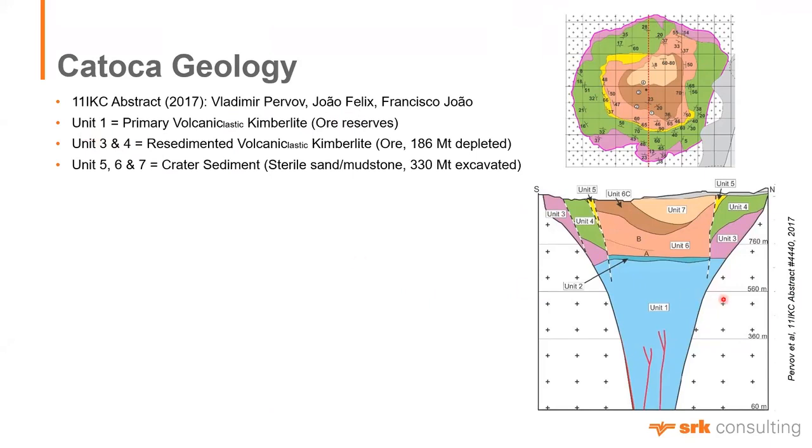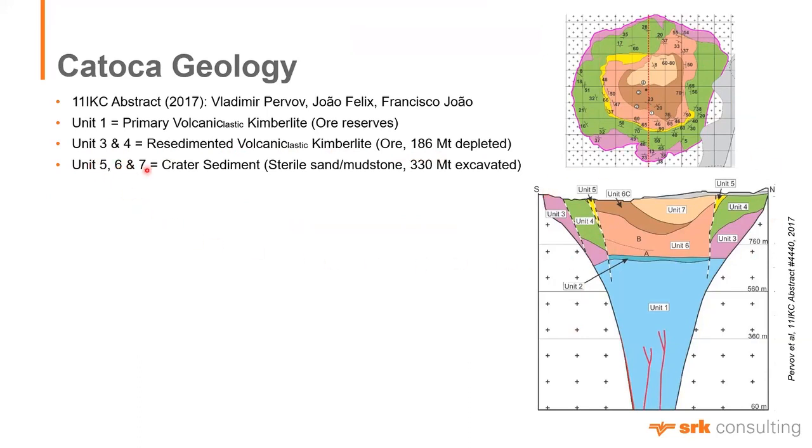Unit 1, which is this light blue material over here, is the primary volcaniclastic kimberlite. These are ore reserves. They lie in the future of Catoca. We'll see that in a moment. Units 3 and 4, which are these green and pink colors, are a rim of resedimented volcaniclastic kimberlite. It's ore, and 186 million tons of this stuff has been depleted. And it forms an annulus around the outside of this big open pit.